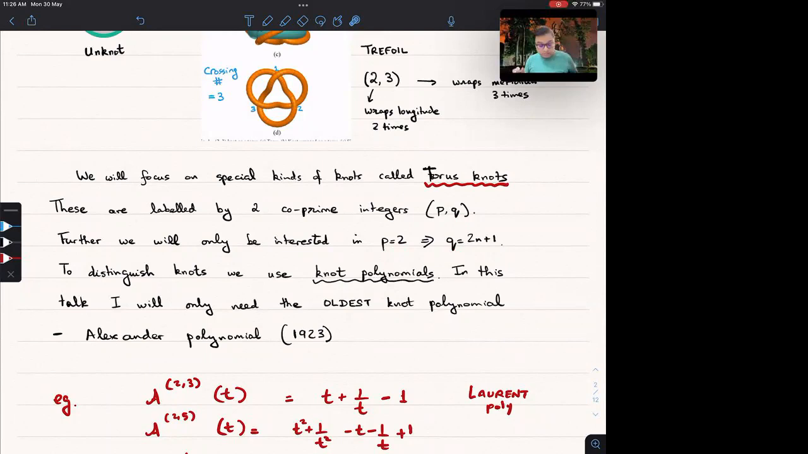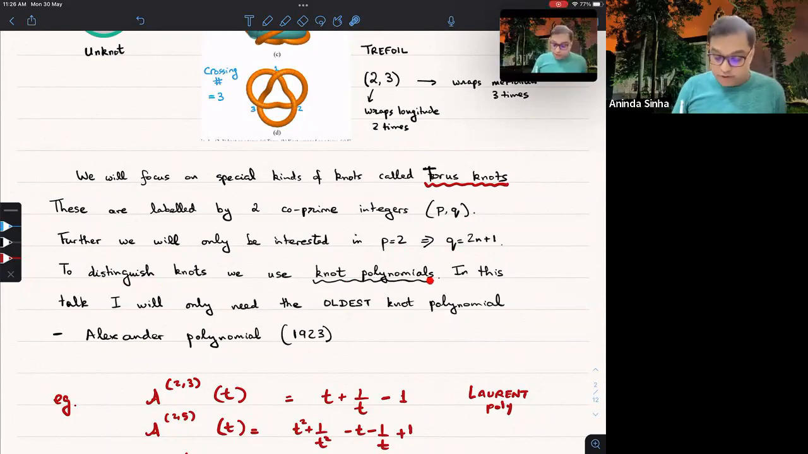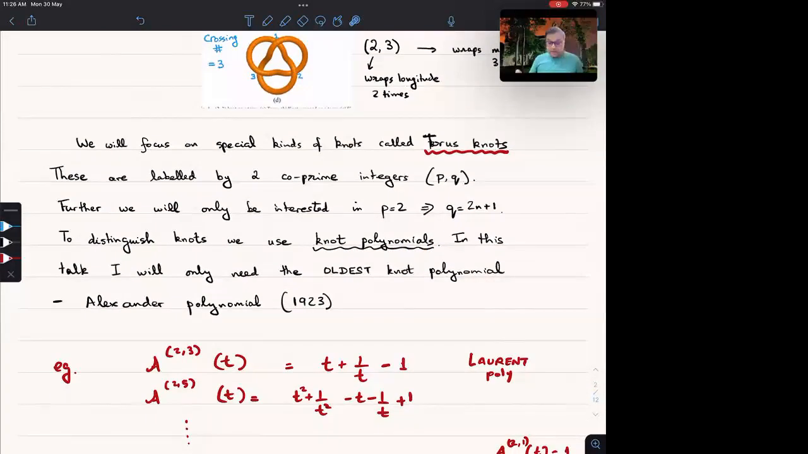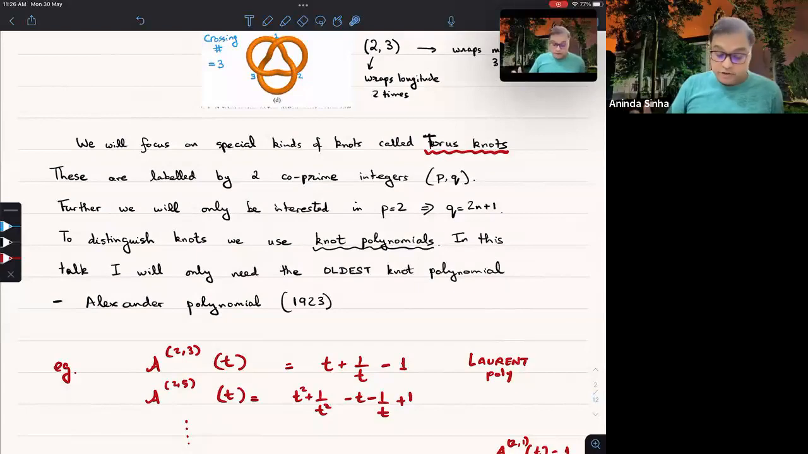Now, in knot theory, to distinguish knots, we use knot polynomials. One famous knot polynomial that you may have heard of is the Jones polynomial, because Witten wrote this very famous paper called Quantum Field Theory and the Jones Polynomial. A lot of work has been done in extracting physics out of this via the Chern-Simons field theory connection.